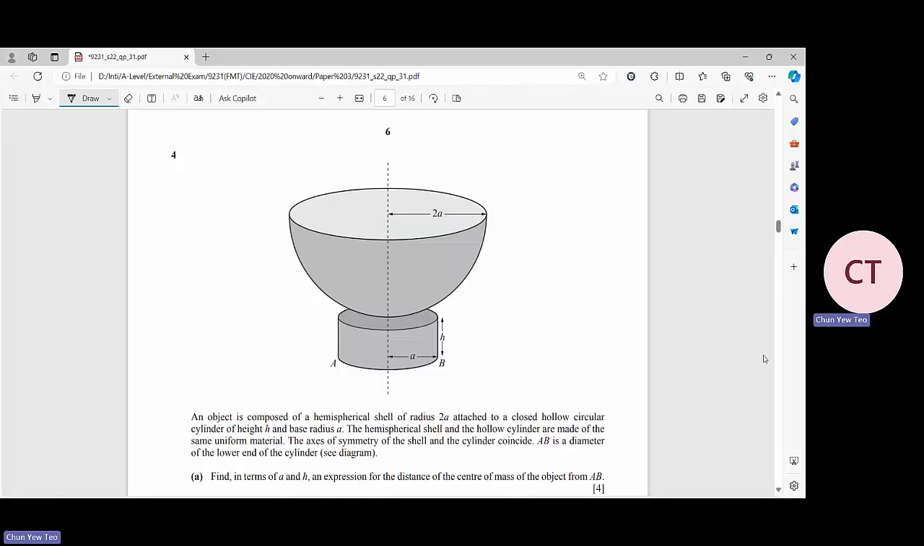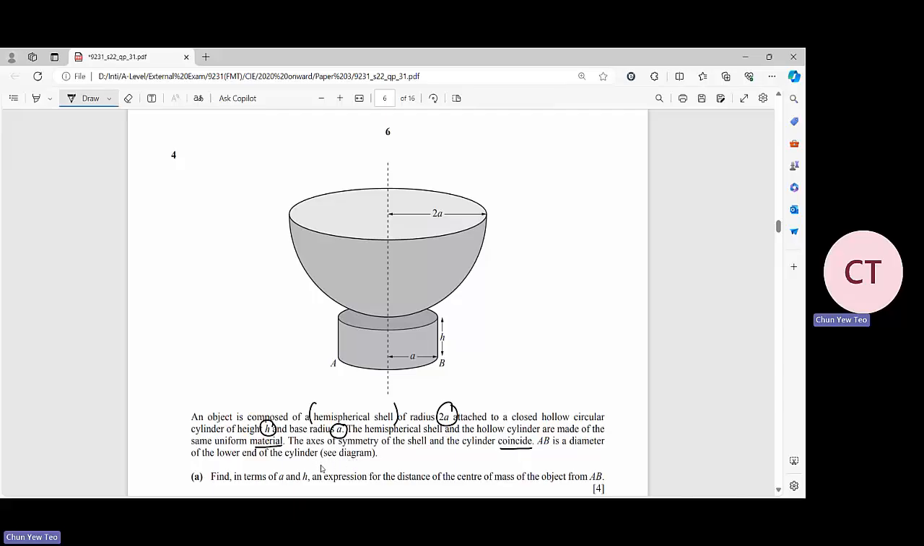Okay, now we take a look at question number 4. You have a diagram here. This is the object composed of a hemispherical shell of radius 2a attached to a closed hollow circular cylinder with a height h and a base a. The hemispherical shell and the hollow cylinder are made of the same material. The axes of symmetry of the shell and the cylinder coincide. AB is the diameter of the lower end of the cylinder.